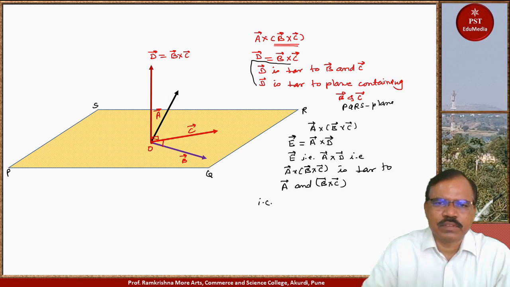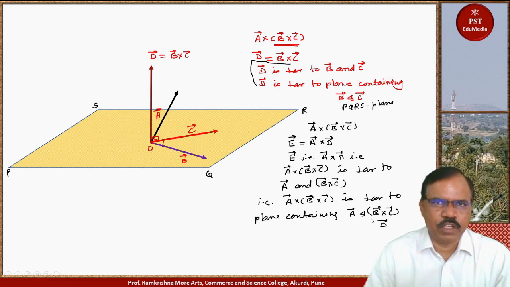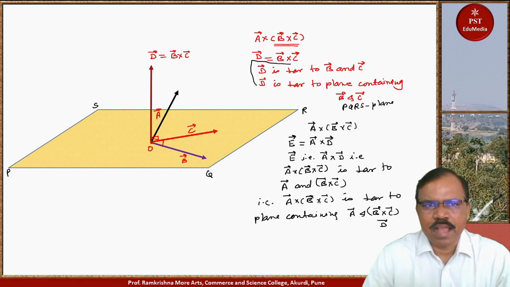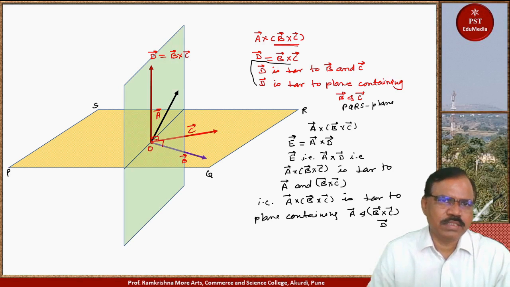That is, A cross B cross C is perpendicular to the plane containing A and B cross C. A and B cross C means A and D, because B cross C we have taken as D. So we will take another plane, and vector A and vector D will lie in that plane.